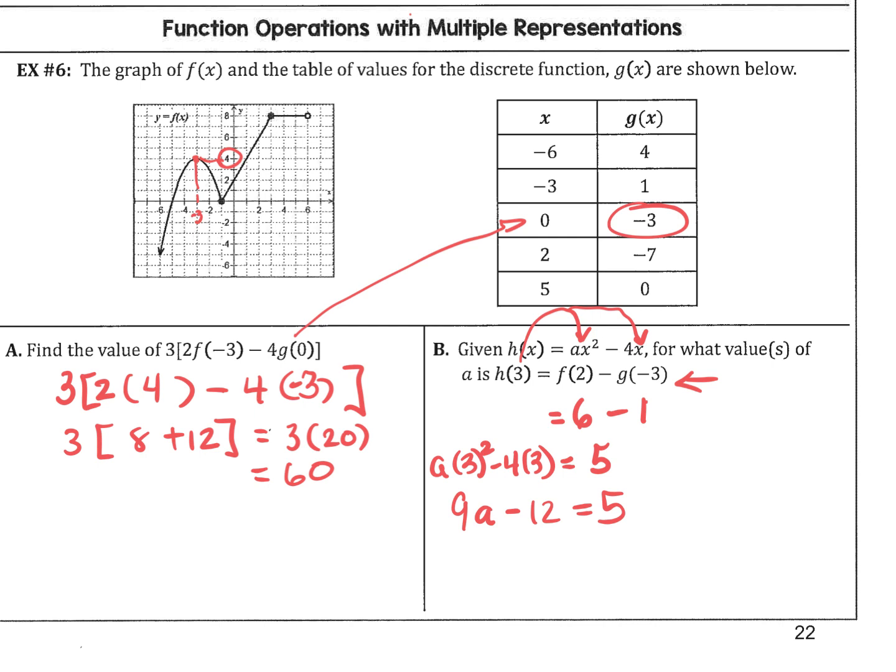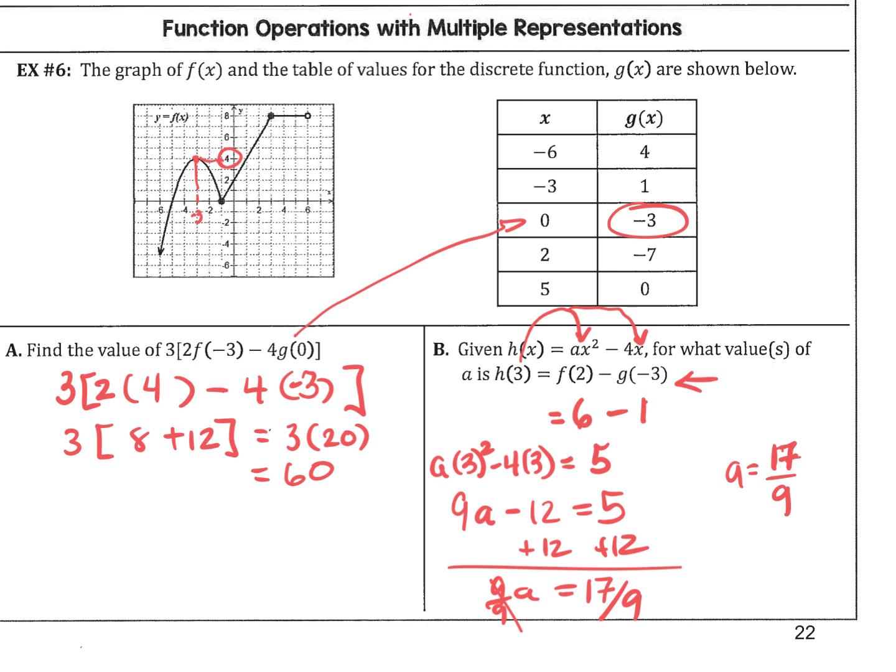So how do I solve this? Add 12. So we get 9a equals 17. Now what? Divide by 9. So we get a is equal to 17 over 9. You do not have to turn that into anything other than a fraction. Okay?